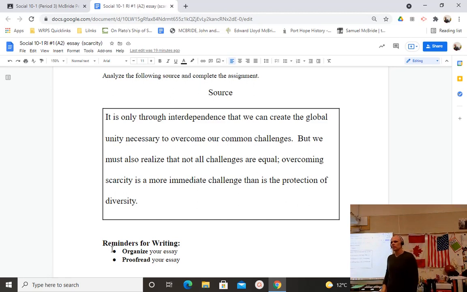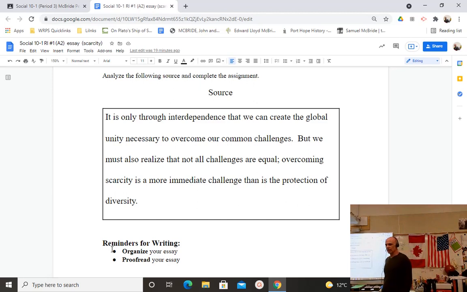How does that connect to globalization? Is that rejecting globalization? Is it reflecting globalization? Is it challenging globalization? Is it celebrating globalization? How does interdependence connect to globalization? Yes? It's celebrating it. So by offering interdependence as a solution to our common challenge, it is celebrating globalization as our only path to overcoming them. This is a globalist perspective.